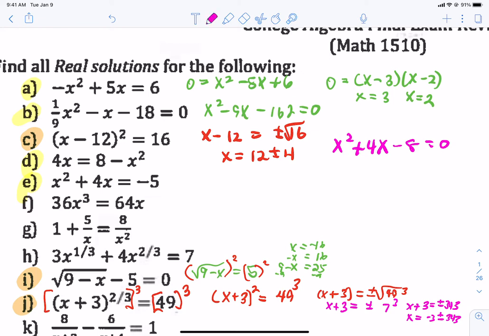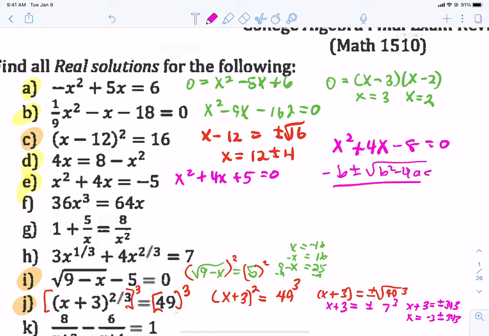If it gives you a negative under that square root, you would say no real solutions. For E, move that 5 over. As you can see, that's not factorable either. And let me remind you of the quadratic formula. It's negative b plus or minus the square root of b squared minus 4ac all over 2a. So for this particular problem, your a value is 1, your b value is 4, and your c value is 5. And you just have to plug them into the formula using order of operations.